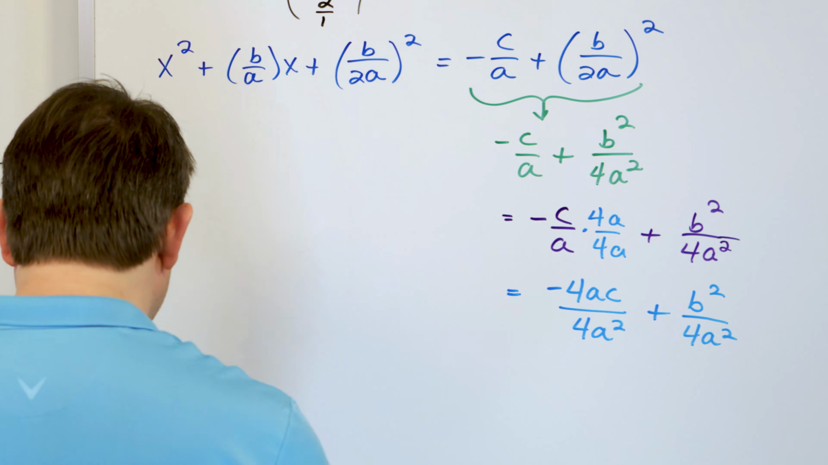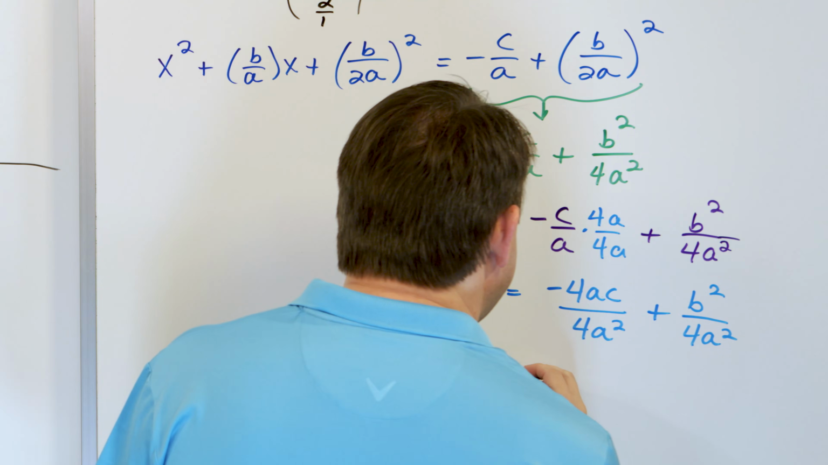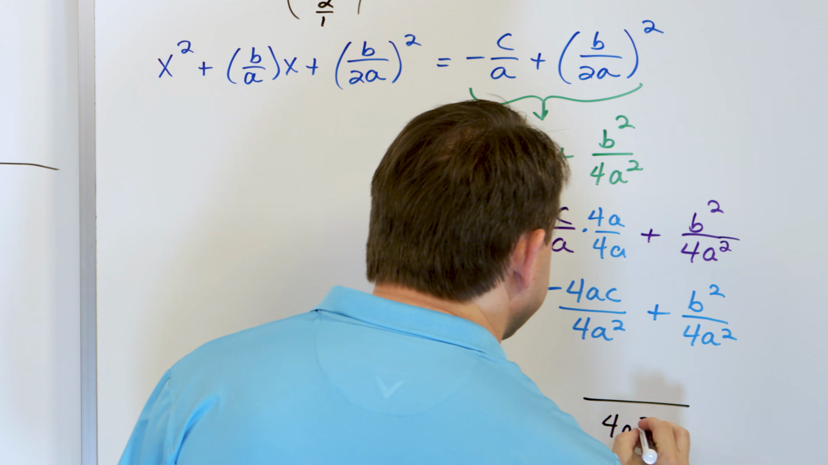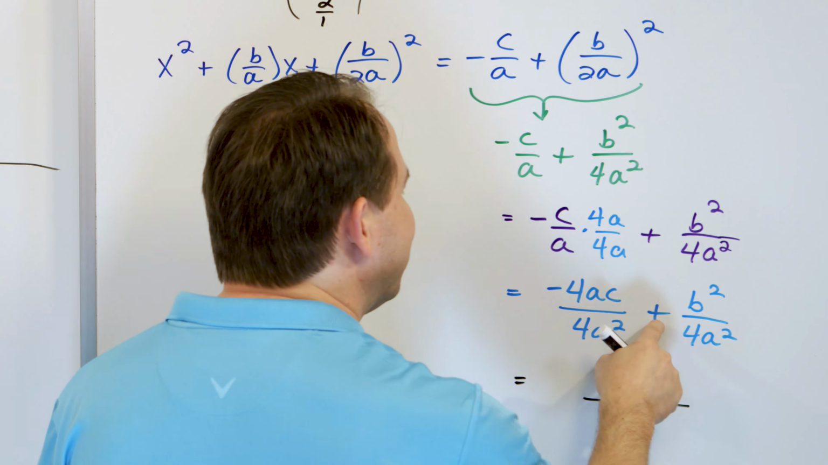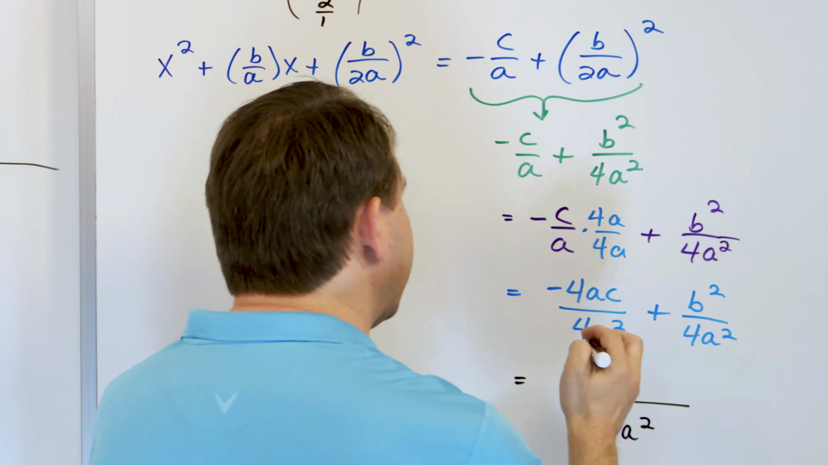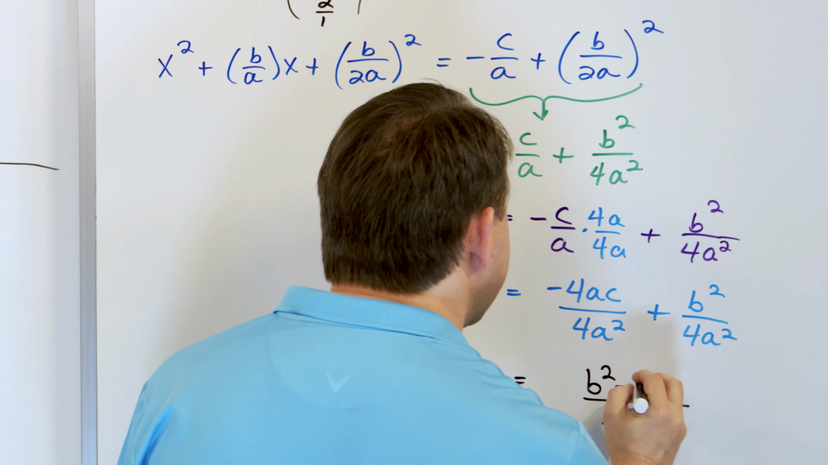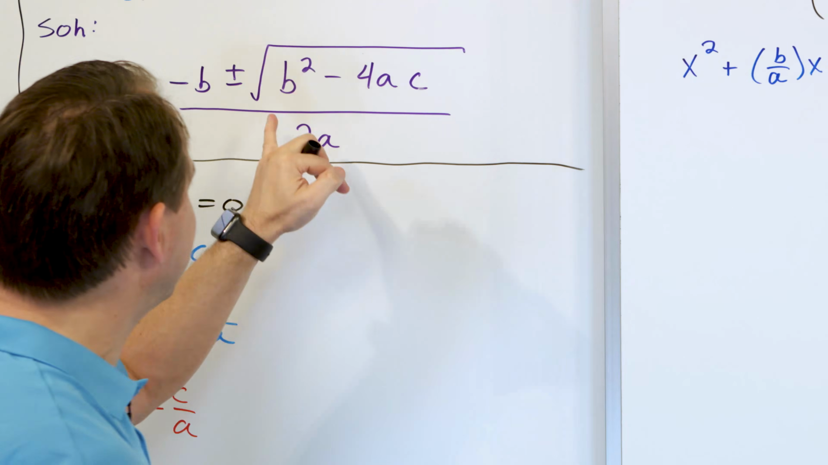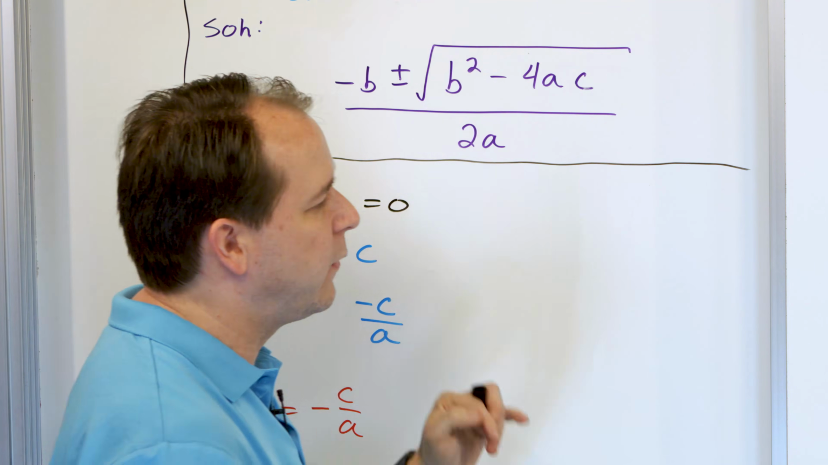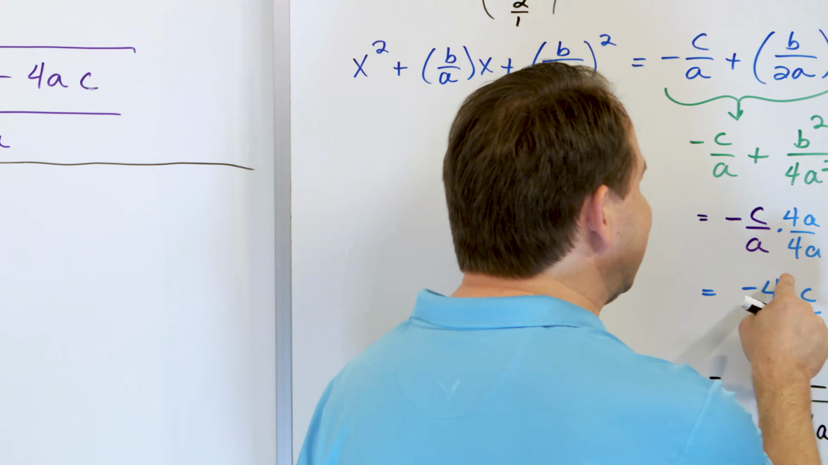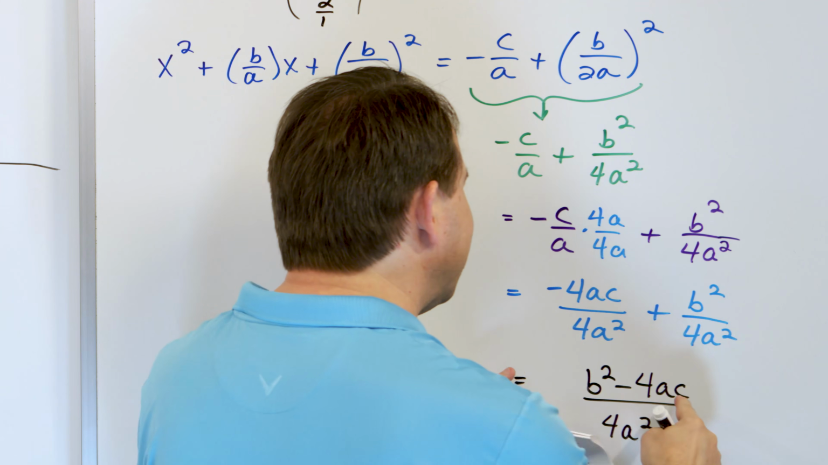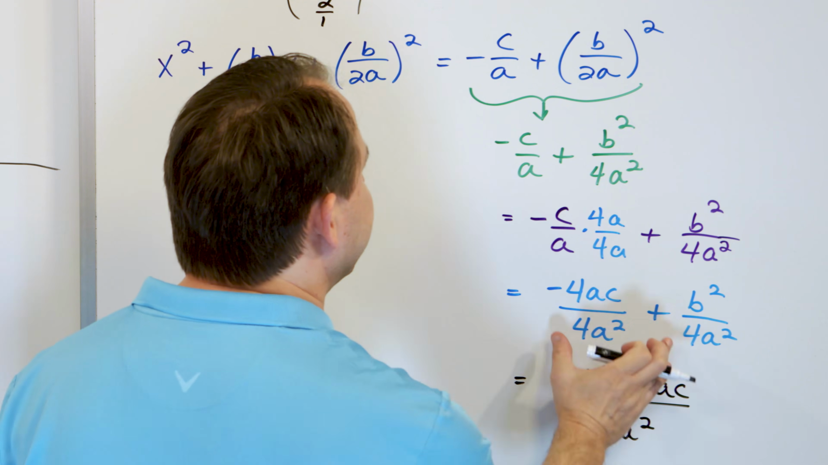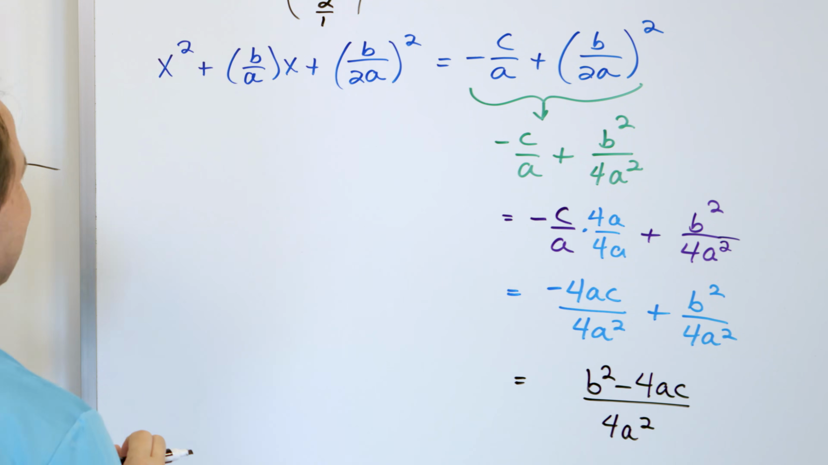So now I have a common denominator. And so what I'm going to have is, if you think carefully, the denominator of this answer is going to be 4a squared. And it's going to be negative 4ac plus b squared, but I can flip the whole thing around and say this is b squared minus 4ac. And that should look really familiar because the b squared minus 4ac is exactly what's under the radical in the quadratic formula anyway. So I'm adding the negative 4ac plus this, but I'm just writing it backwards as b squared minus 4ac. So this whole thing is what the right-hand side of the equal sign is.